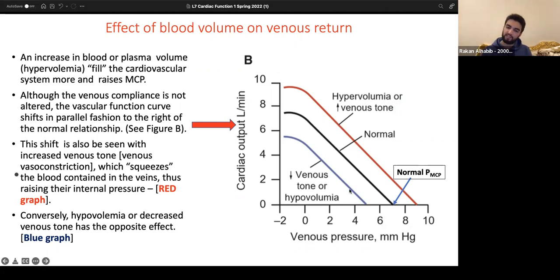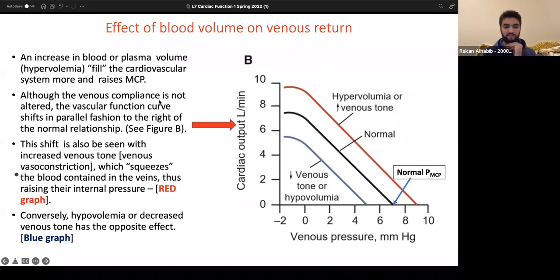If I decrease the venous tone, that means I cause vasodilation of the veins, so I'll have more pooling of blood downwards, and therefore less cardiac output. Or in hypovolemia, for example in the case of hemorrhage, you're going to lose a lot of blood, and therefore the cardiac output is going to decrease because there's less blood reaching the veins, the heart.